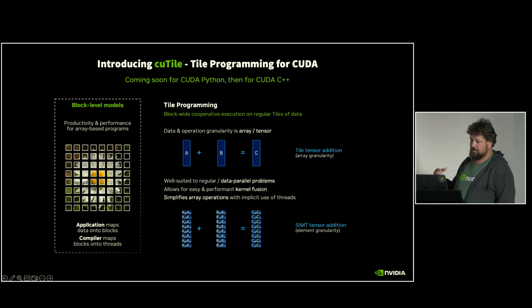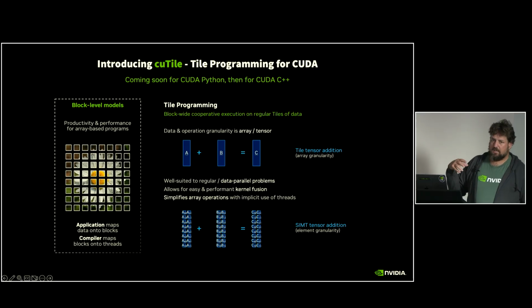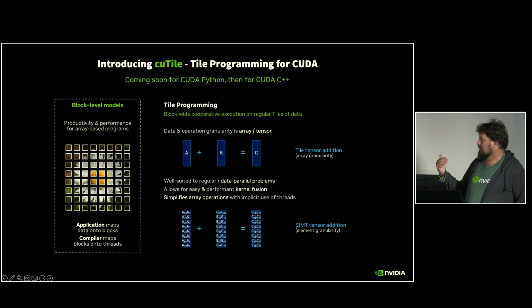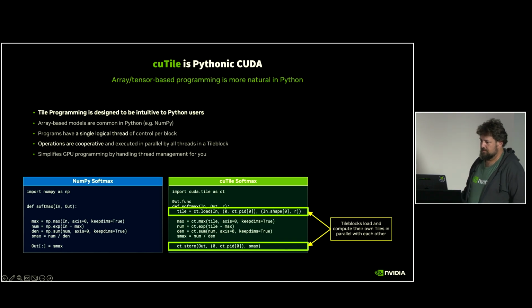So you can think about, if I had a tensor addition, I could have the same idea, map it back up to an array mapping. And so even there, you take your old SIMT code and bring it up to a tile level, and then our compiler is going to be able to schedule it and get maximum performance out of our chips for you.